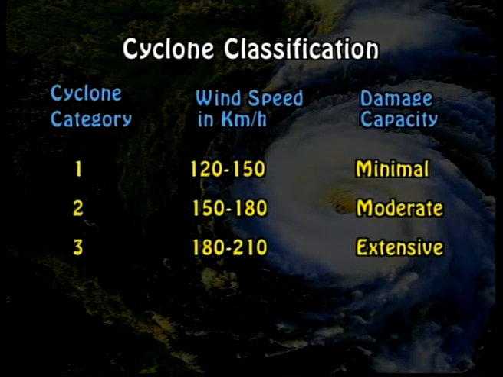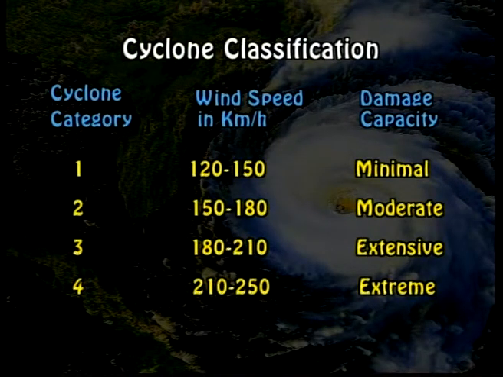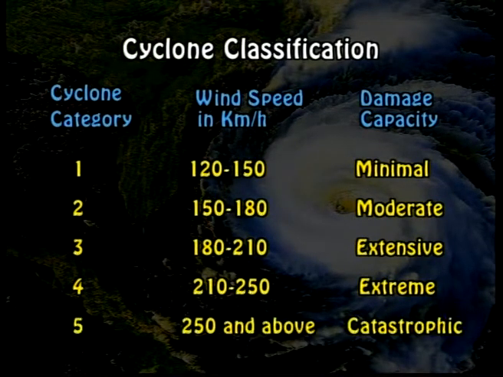In the third category, 180 to 210 kilometers per hour, there is extensive damage. In the fourth category, the wind speed is 210 to 250 kilometers per hour and its damage capacity indicates an extreme case. In the last category, which is above 250 wind speed, the damage capacity is catastrophic.